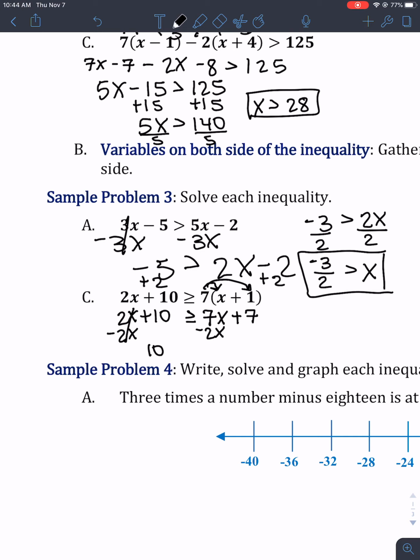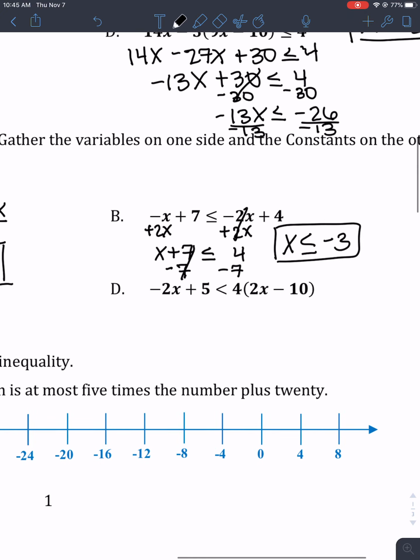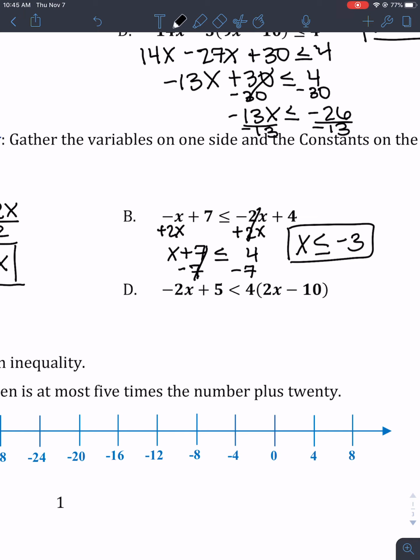So I have 10 is greater than or equal to 5x plus 7. Now I need to subtract 7 from both sides. So I have 5x is greater than or equal to 3. So now I need to divide by 5. So x is greater than or equal to 3/5. Last one of these, and then we got one more problem.